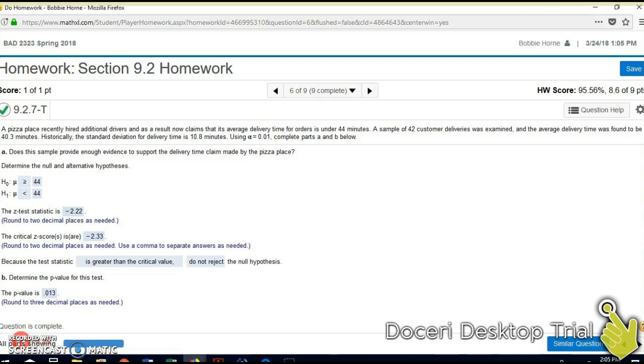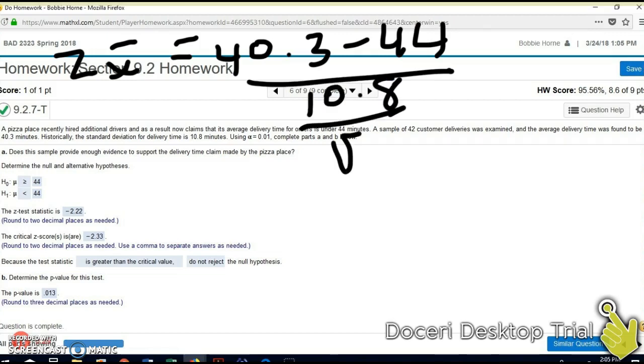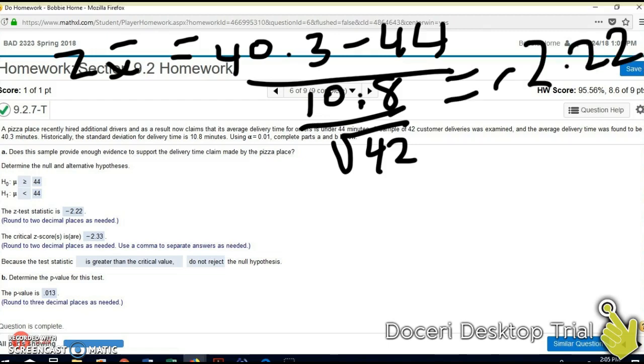So to do that, we need to do 40.3 minus 44 divided by the standard deviation divided by the square root of n, which is 42. So if you put that in your calculator, you end up getting on the top negative 3.7. Divide that by the bottom, and you end up getting negative 2.22 for the test statistic.